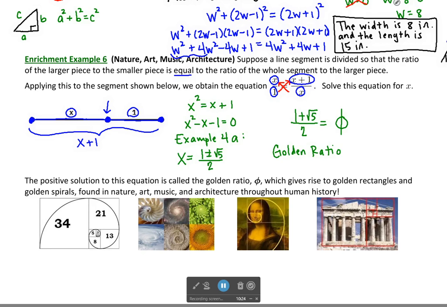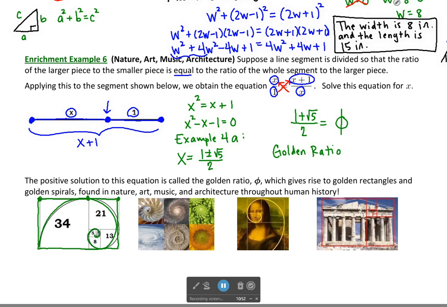So if you look down here at our diagrams, you can see on this side we have a segment divided according to this golden ratio, and if I translate that into a rectangle, we call that a golden rectangle. Within that golden rectangle, you can see this spiral beginning to develop, and we call that the golden spiral. This is found in nature. You can see the picture of the broccoli, the shell, the galaxy, the hurricane.